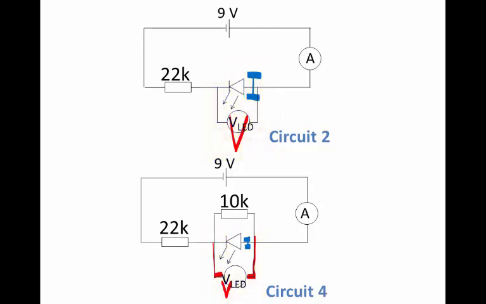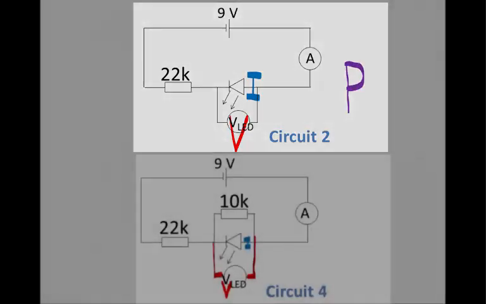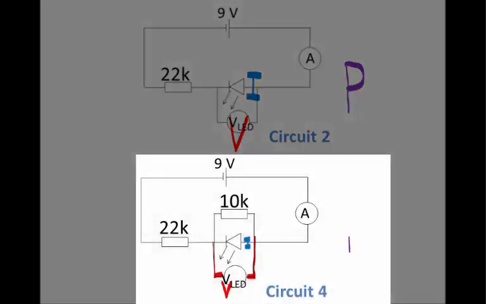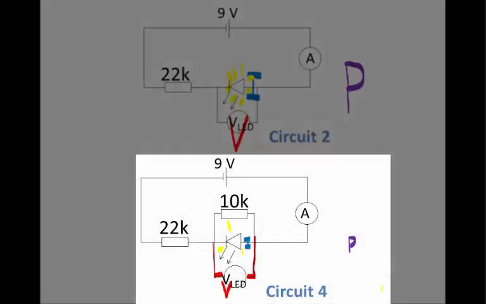Power is equal to V times I. Circuit 2, we have a big number of V multiplied by a big number of I. We're going to get a bigger power, a greater power, more power dissipated than in circuit 4 through the LED. So the LED will shine brighter in circuit 2 than what it will in circuit 4.